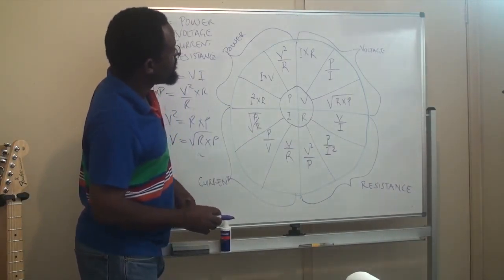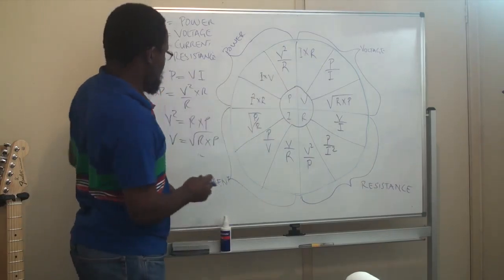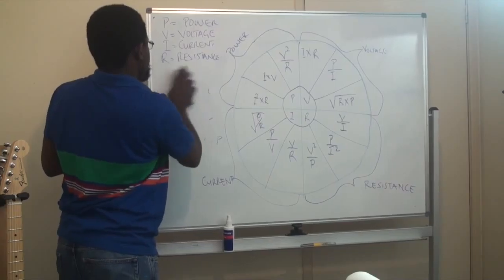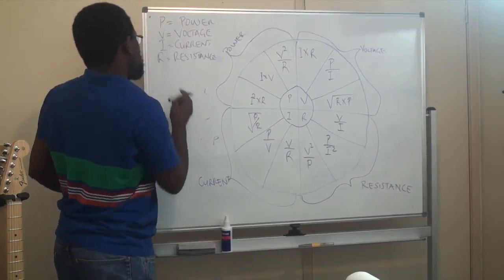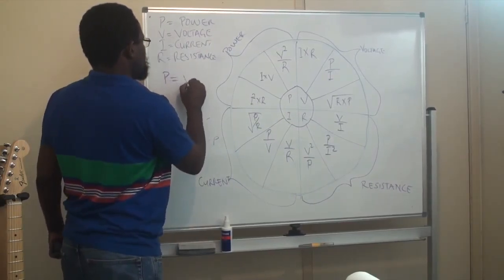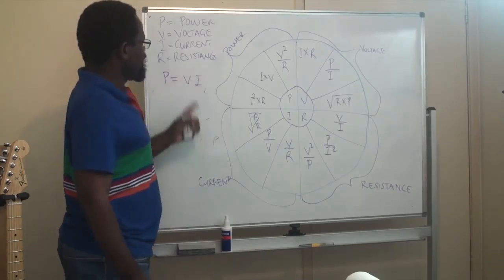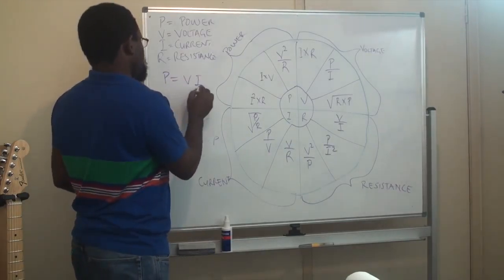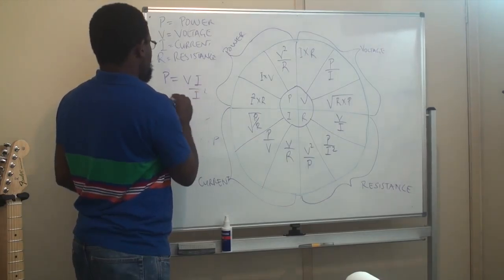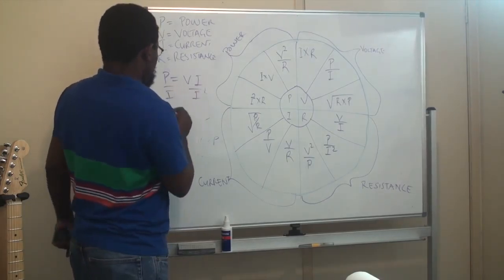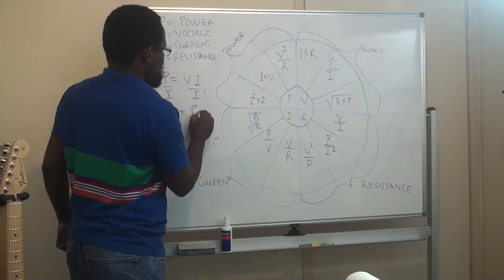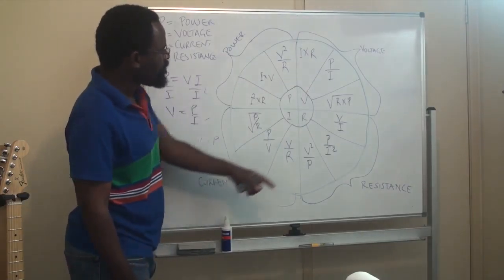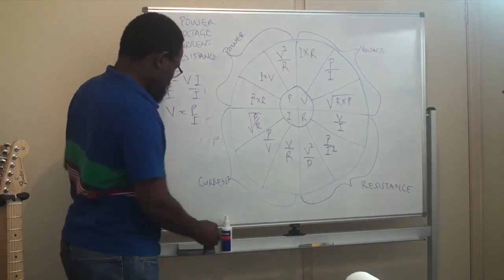The other one, which is P over I. We know that power is equal to voltage times current. Therefore, if we make V the subject of the formula, we have to divide both sides by I. Therefore, we get V is equal to P over I. And you get that.